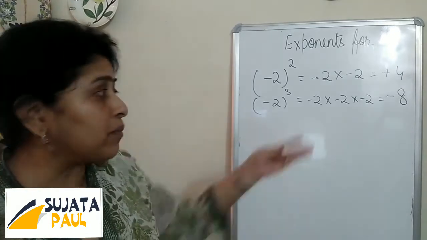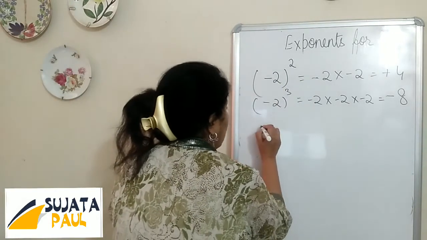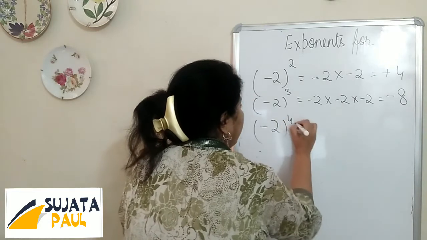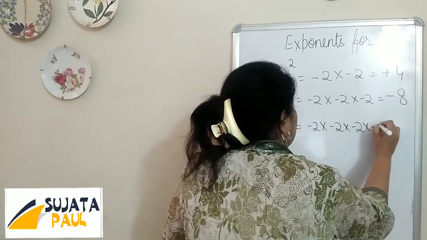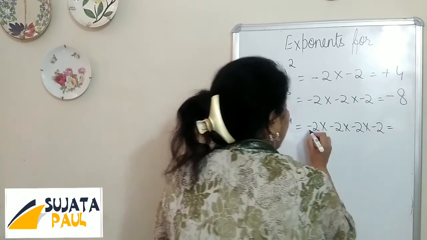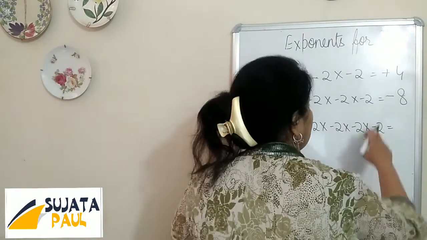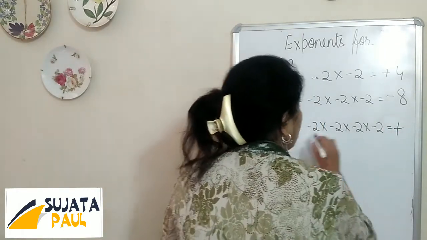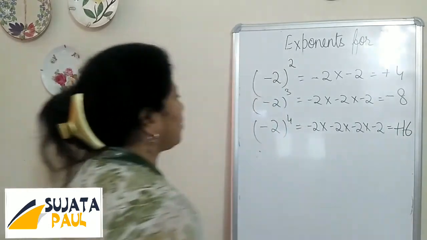That is not the purpose. I am not talking about what is happening to 8. I want you to look at this. If it is 4, minus 2 into minus 2 into minus 2 into minus 2 will be equal to minus into minus is plus, plus into minus is minus, minus into minus is plus again. 2 2s are 4, 4 2s are 8, 8 2s are 16. I can also write this.